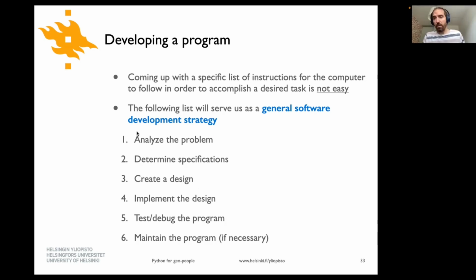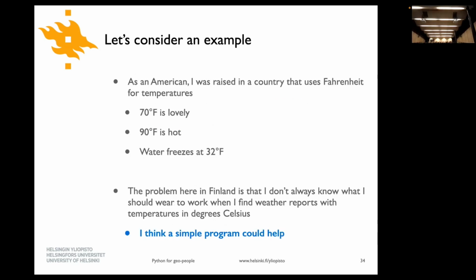The basic strategy for most programming problems is that you first want to figure out what the problem is. So analyze the problem you're trying to solve, and determine what information you need to be able to solve it. Then you can create a design of a program that would be able to solve the problem, implement the design, test it, and then, if necessary, maintain the program you've created. If you anticipate other people might use it, then of course you may need to update things as needed.